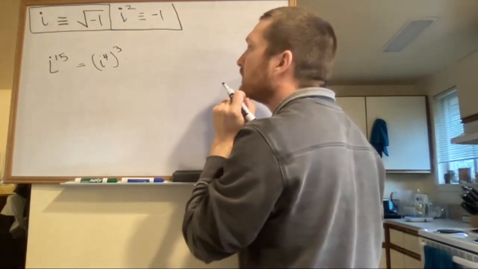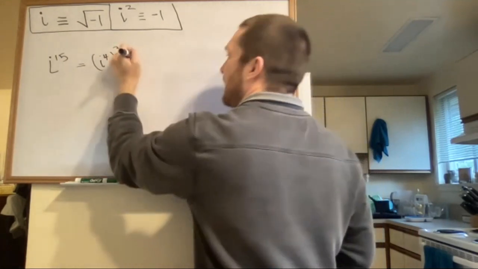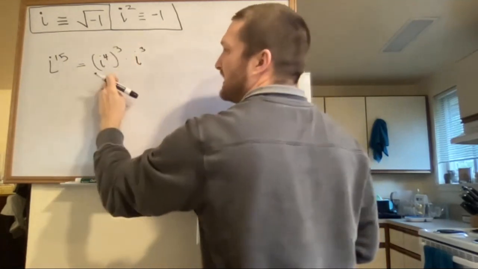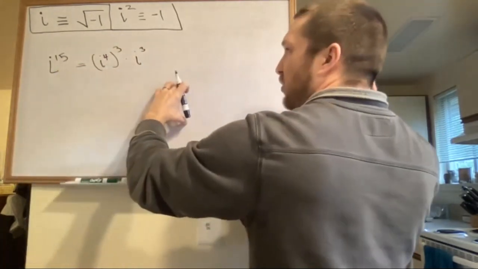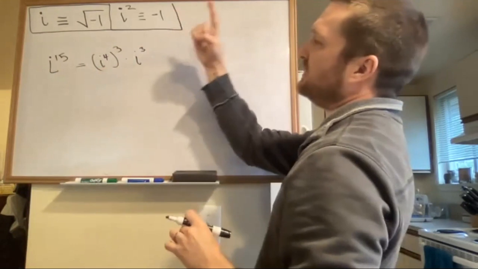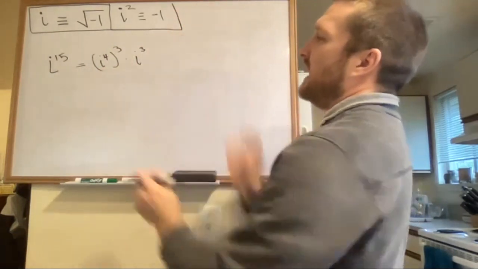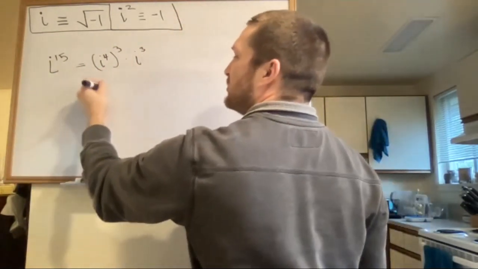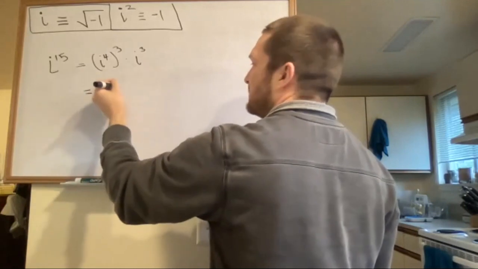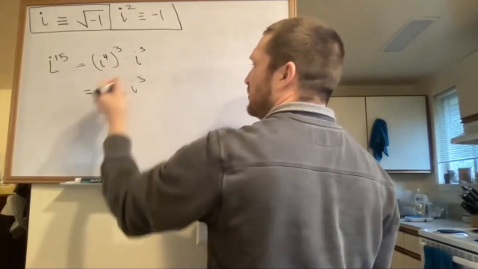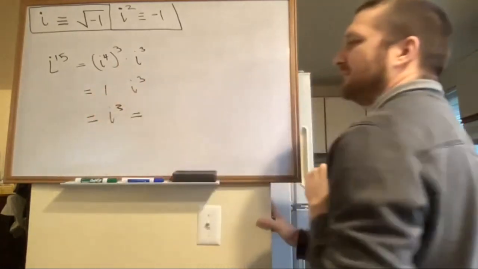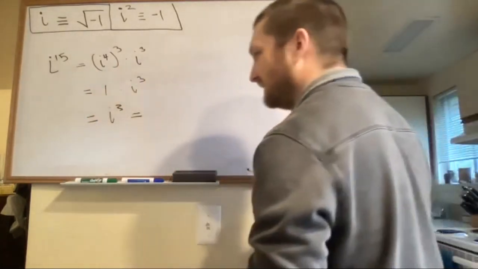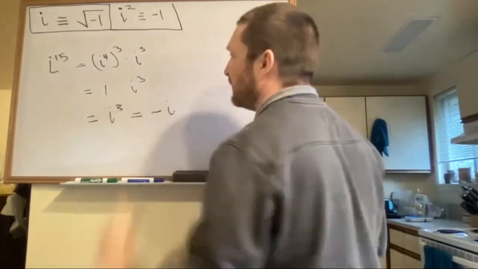So that's i to the third, I think. i to the third. That should work because this means you have i to the fourth, i to the fourth, i to the fourth for a total of 12, then 13, 14, 15. i to the third. i to the fourth is just a one. And so one to the third is just a one. That's i cubed. But i cubed is equal to what? Negative i. Negative i. Here we go.